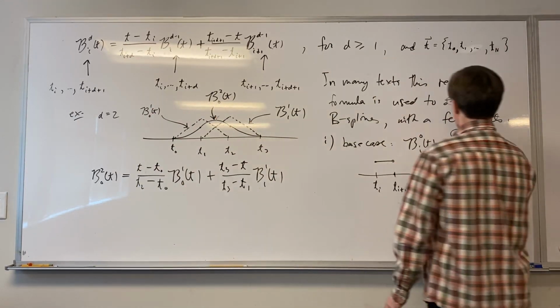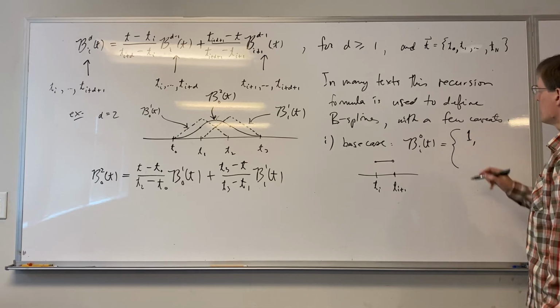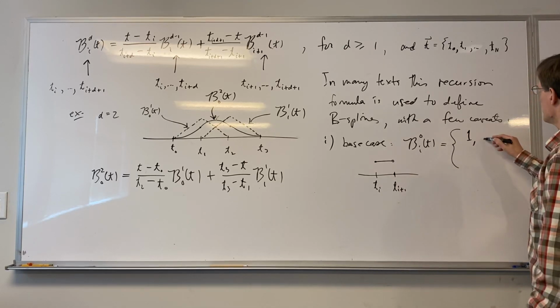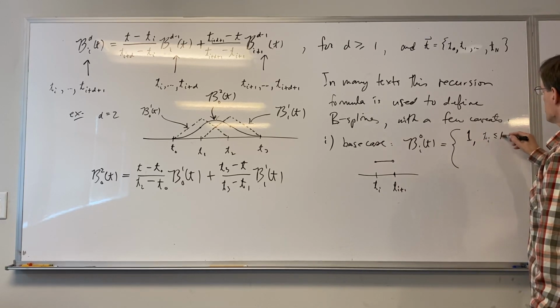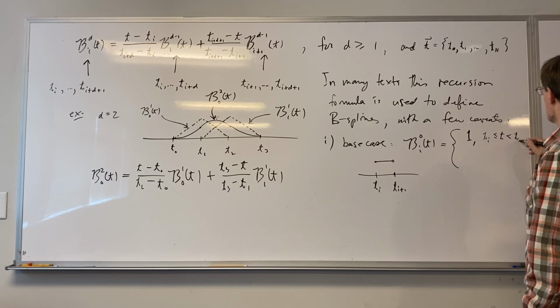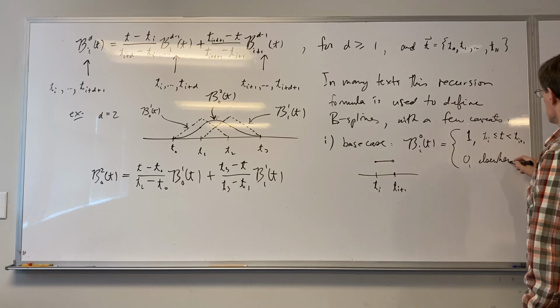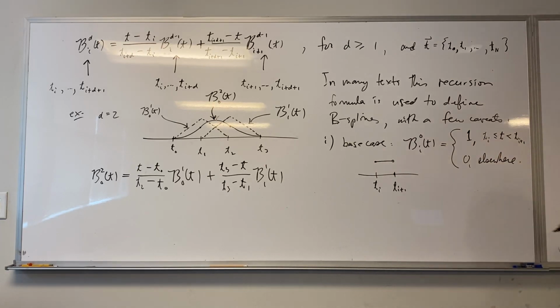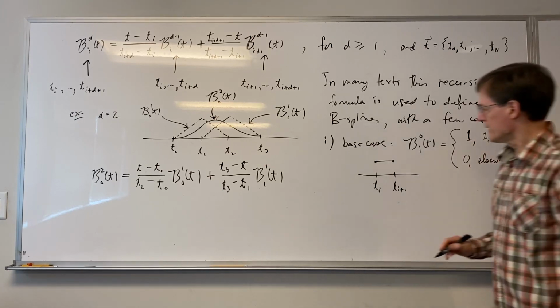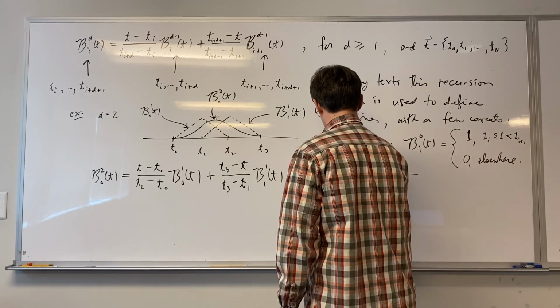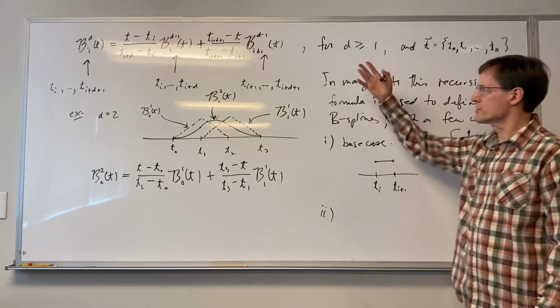Okay. So indeed, this is a right but not left continuous function. How is it defined then? As the base case, we just set it equal to 1 for t in that interval, so t_i less than or equal to t less than t_{i+1}, and then 0 elsewhere. Okay. So this gives us the base case.